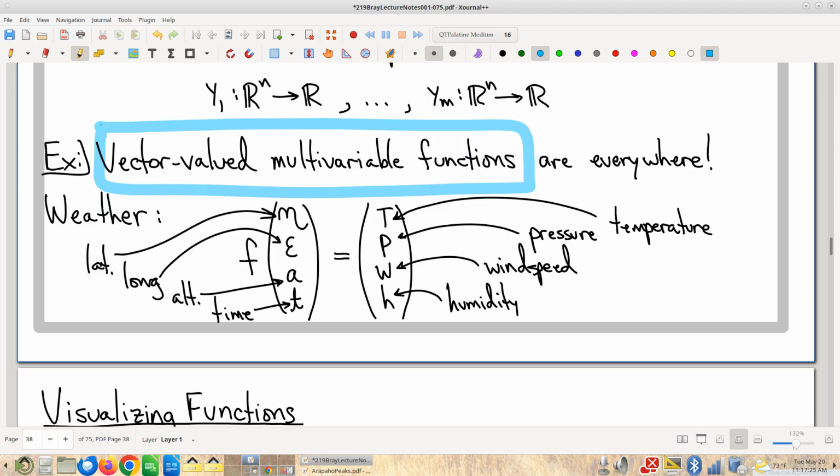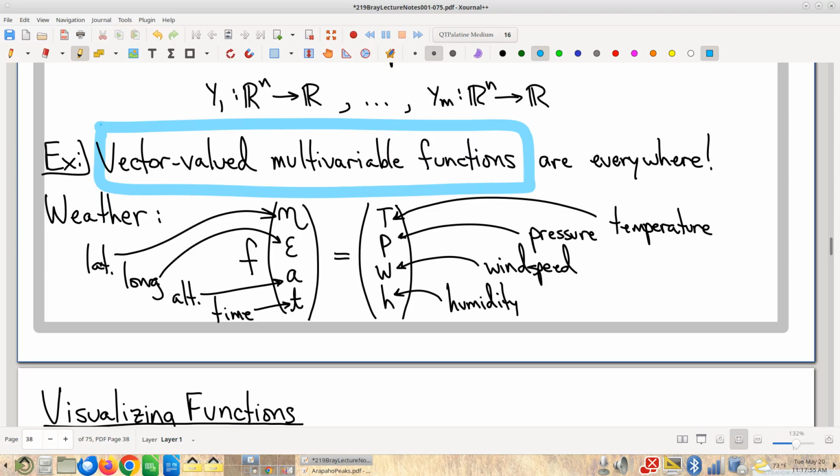Vector valued multivariable functions are just, oh my gosh, all over the place. And just to hit that home, take the most trite of water cooler conversations, talking about the weather. You're talking about a vector valued multivariable function, right? If you want to talk about the weather, you have to tell me where you are, latitude and longitude. Technically, we have to worry about the altitude, because the weather at 10,000 feet is not the same as it is down here on the ground.